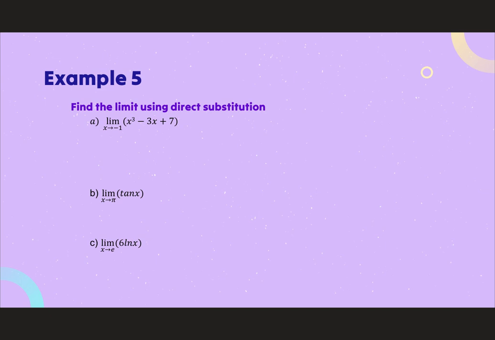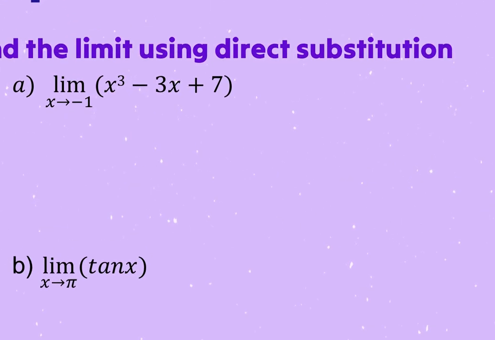All right, example 5. A says, as x approaches -1, find the limit of x to the third plus 3x plus 7. So first of all, can I simplify that to cancel anything out? No, there's not anything even in my denominator. That's the first thing you want to check. So I'm literally going to plug them in.